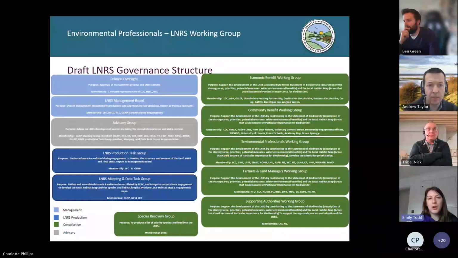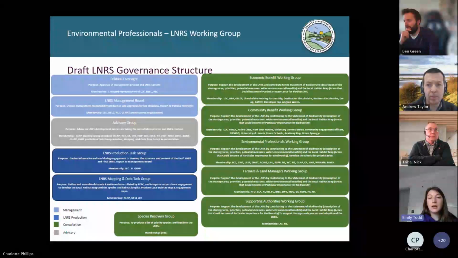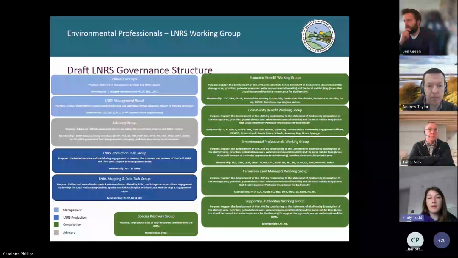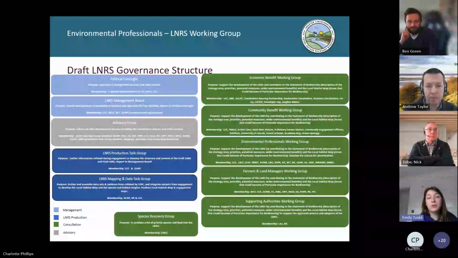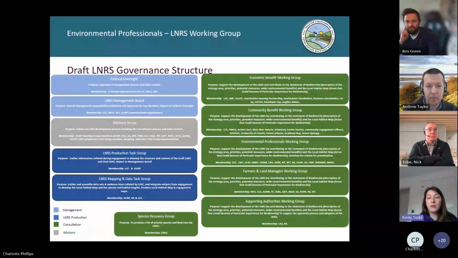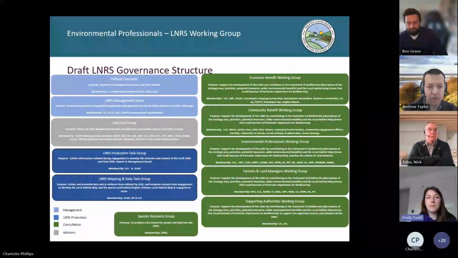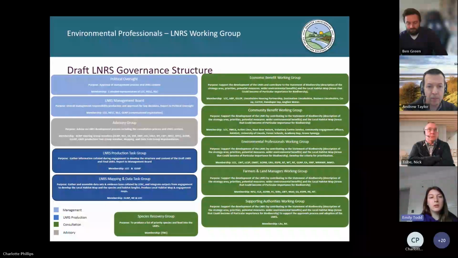plans and priorities. So we've identified 5 working groups, which are the Economic Benefit Working Group, the Community Benefit Working Group, environmental professionals, farmers and land managers, as well as the supporting authorities. And we do have a species recovery group set aside at the bottom there. They will feed into the LNRS, but will independently have their own remit outside of the LNRS as well.